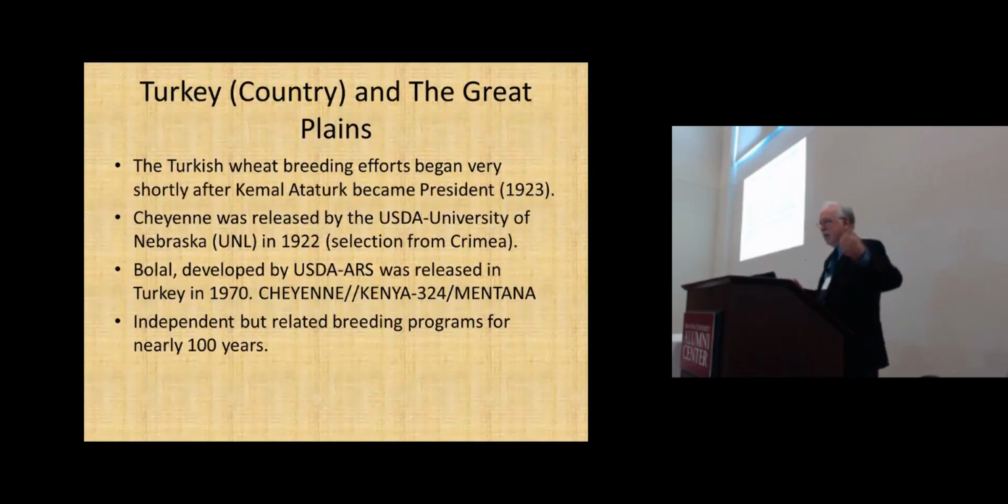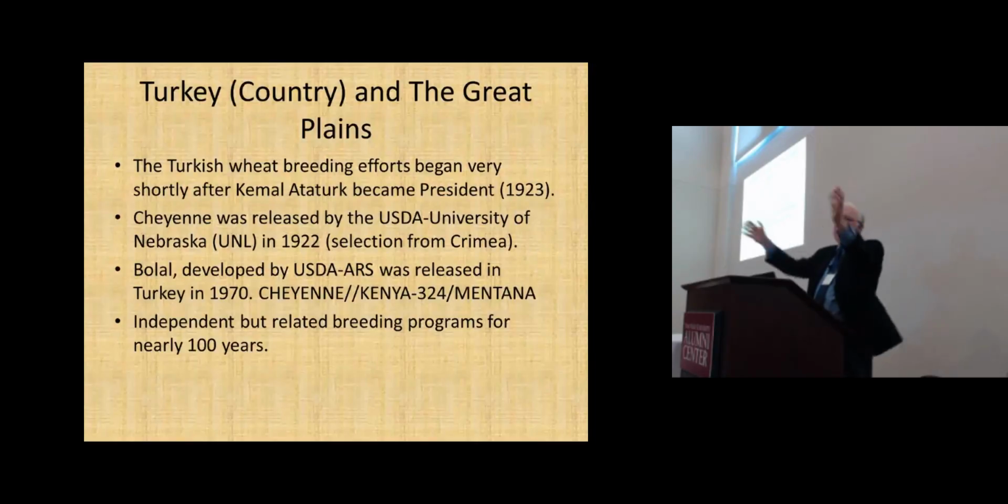1923, Ataturk became president. He started building the Turkish wheat program. 1922, the Nebraska wheat program's first great release. By the way, the last certified seed production of Cheyenne was in 1979. I've never seen a wheat that's lasted 57 years in certification. And it was grown in Montana, not in Nebraska.